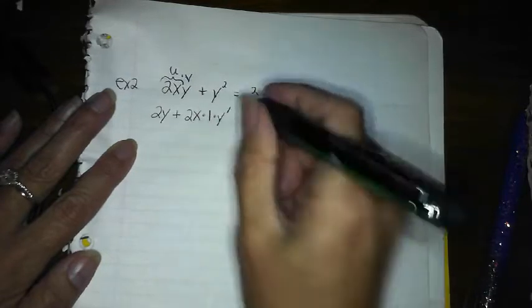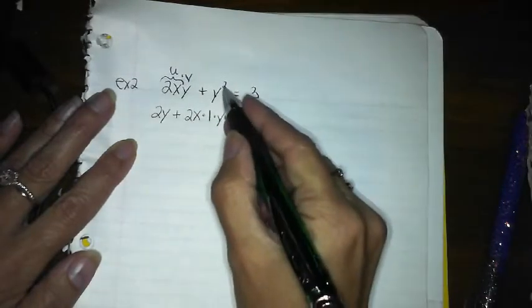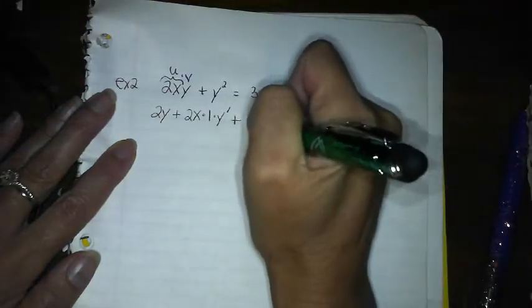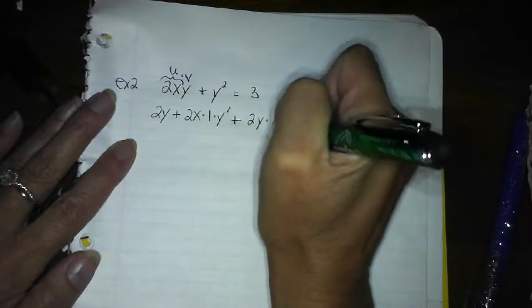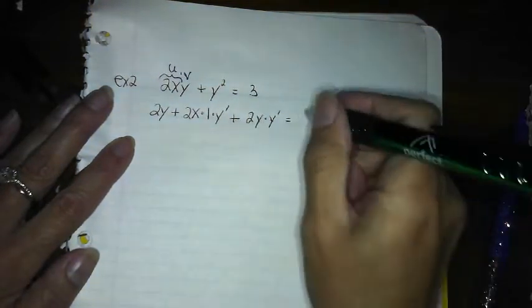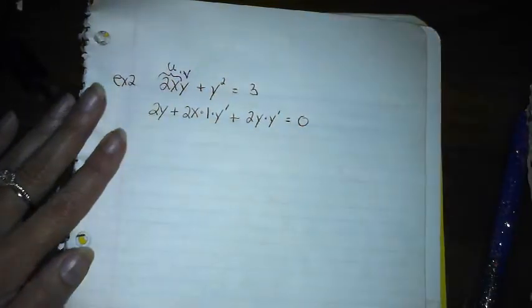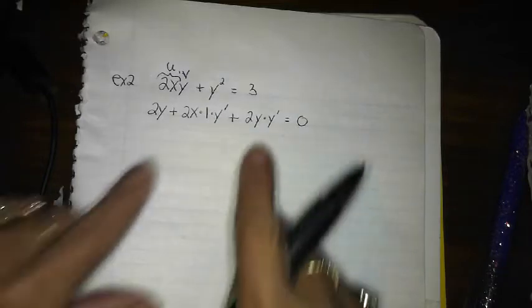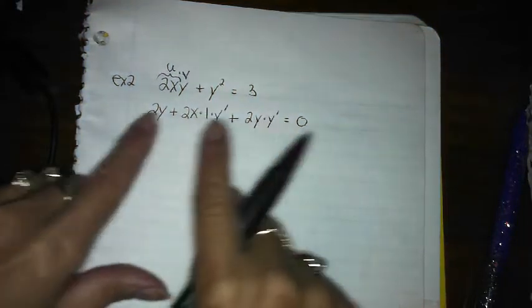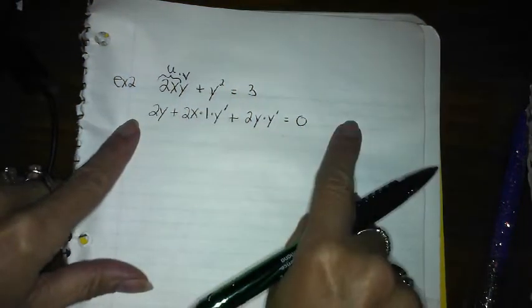Continuing on, derivative here is going to be 2y to the first times the y prime. 2y times the y prime. Derivative of 3 is 0. Alright, derivative's done. Now it's all algebra. Second step said get your y prime terms to one side. I've got 2 terms that have a y prime. I'm going to leave them here. Move the one that doesn't have a y prime to the other side.